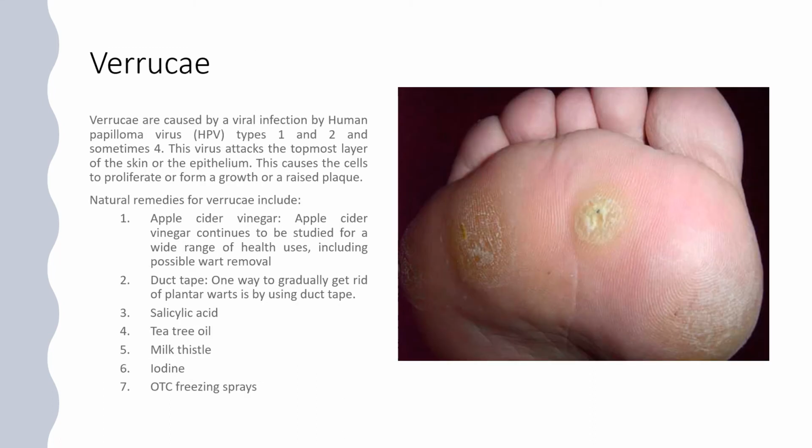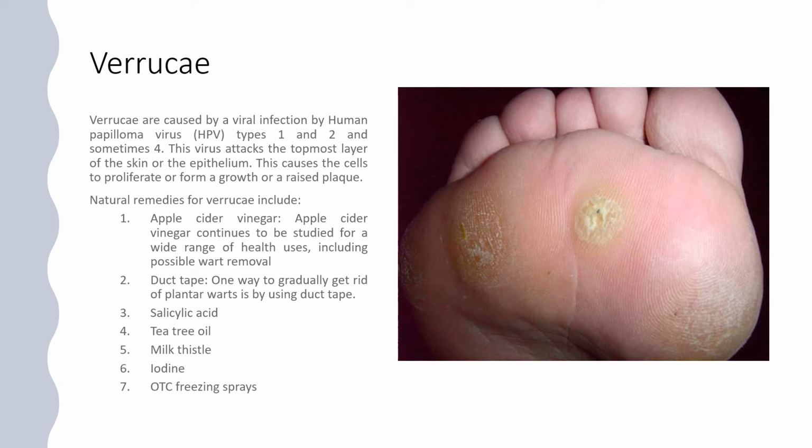Now let's talk about verrucae. Verrucae are caused by a viral infection by the human papillomavirus types 1 and 2, and sometimes 4. This virus attacks the topmost layer of the skin, or the epithelium. This causes the cells to proliferate or form a growth or a raised plaque. Natural remedies for verrucae include apple cider vinegar.